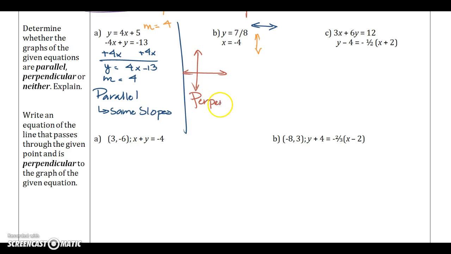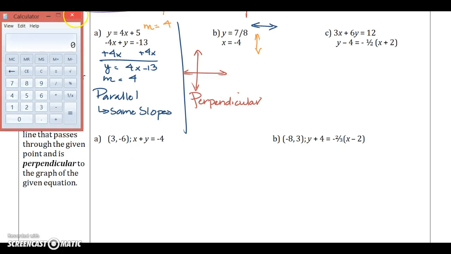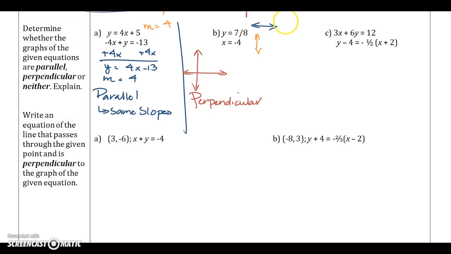If you go back up to your definition there, you'll find perpendicular lines. If one is horizontal and one is vertical, they're always going to be perpendicular. All right, let's try the next one.